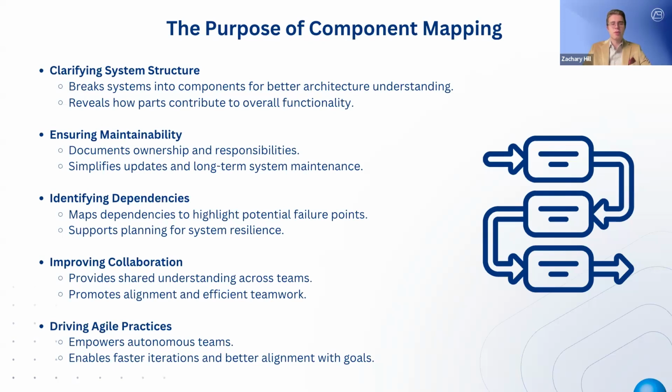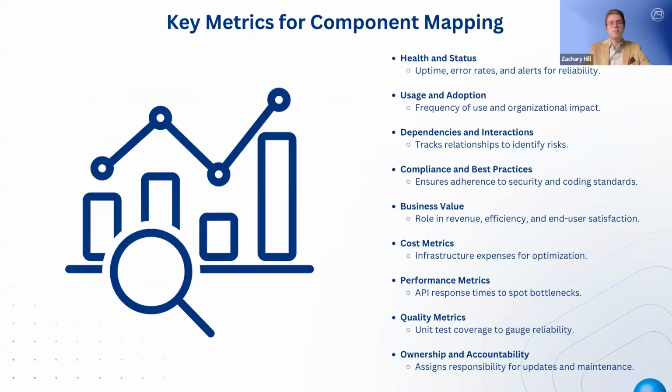It clarifies system structure by breaking it into manageable parts, helping teams understand how components contribute to functionality. It ensures maintainability by documenting ownership and making updates easier. Mapping also identifies dependencies, highlighting risk and improving system resilience. Additionally, component mapping fosters collaboration by providing a shared view of the system, aligning teams and promoting effective teamwork. Finally, it supports agile practices by enabling faster iterations and empowering teams to work independently, making it a critical tool for modern, scalable systems.